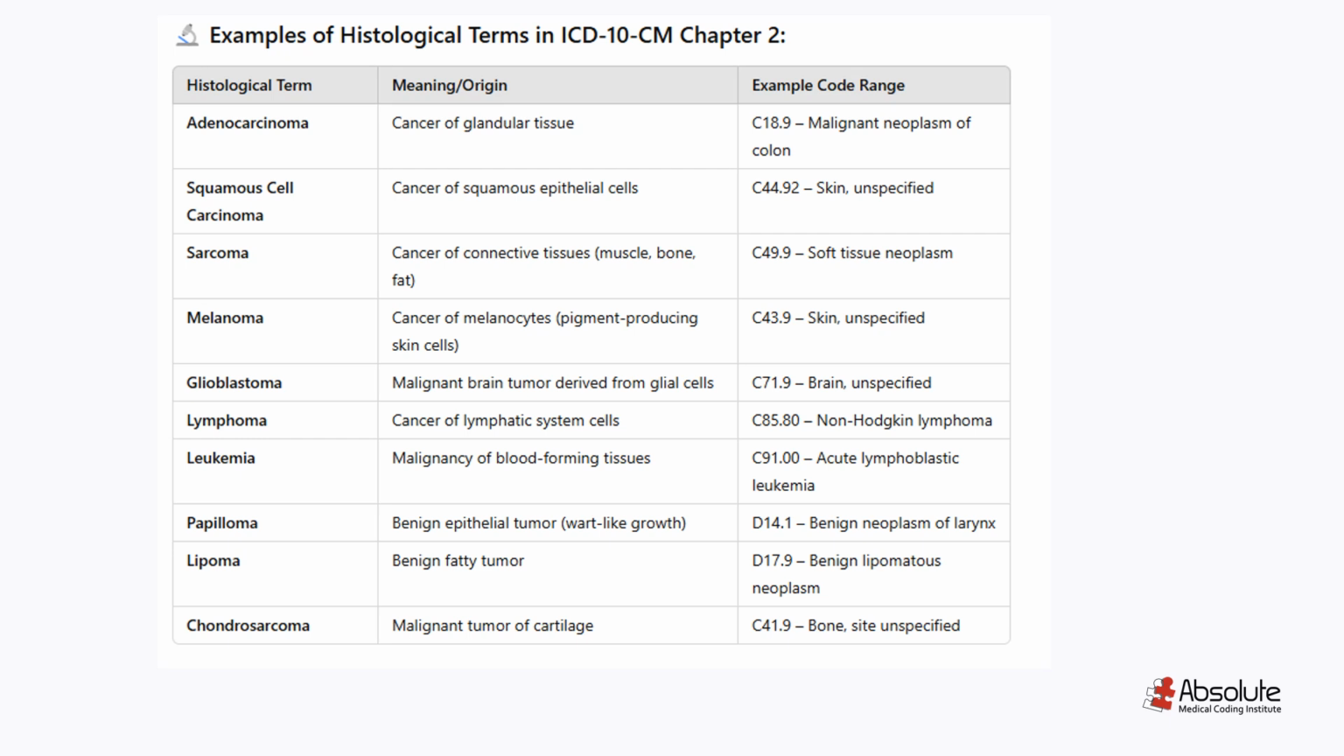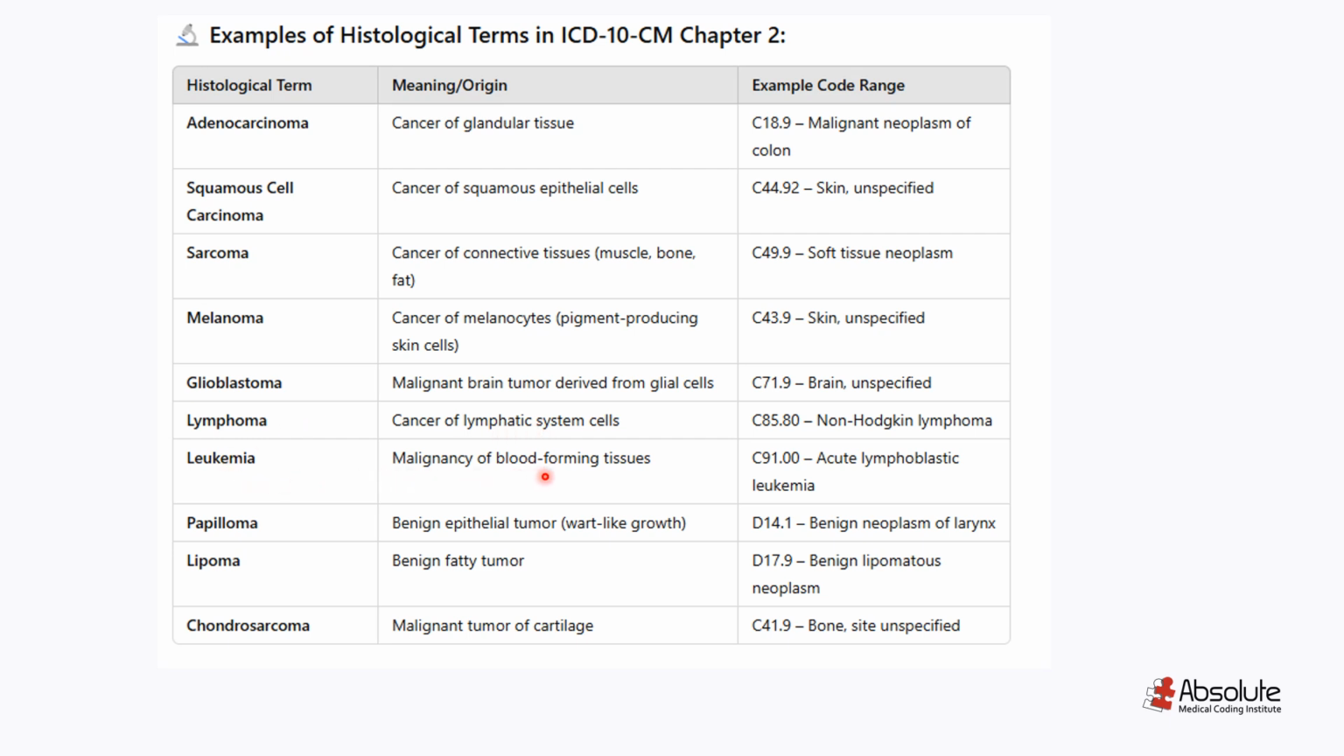So let's take a look at these histological terms. If we start with adenocarcinoma, this is cancer of glandular tissue. So it's specifying not only the type of cancer, but where it is on the body. Squamous cell carcinoma. This is cancer of the squamous epithelial cell. Sarcoma is cancer of connective tissue like muscle, bone, and fat. Melanoma, cancer of the melanocytes. This is pretty much skin cancer.